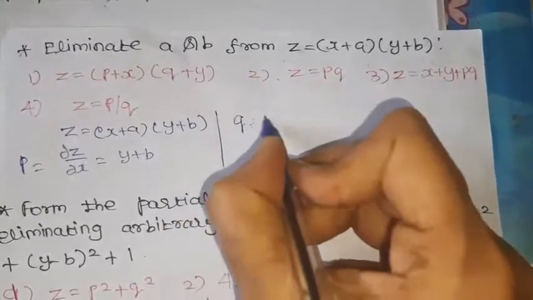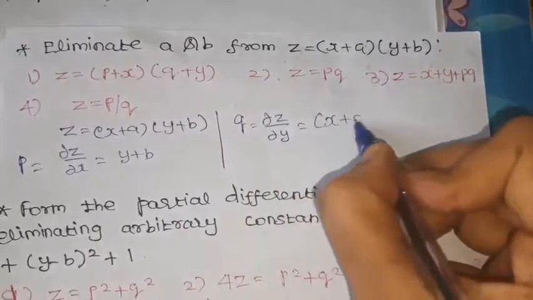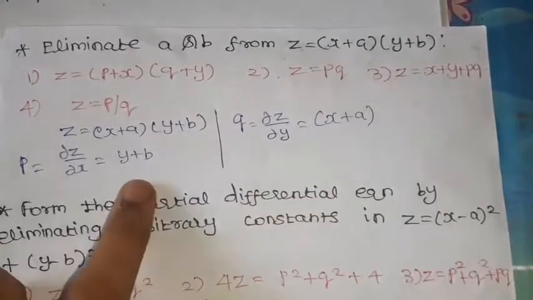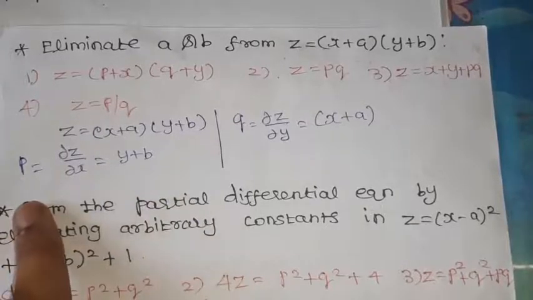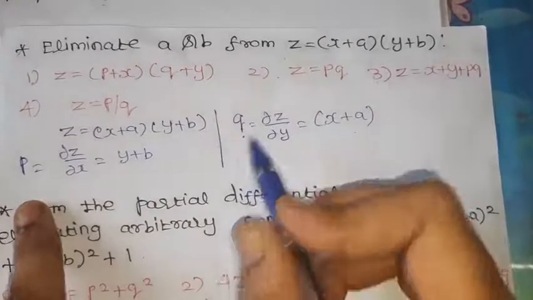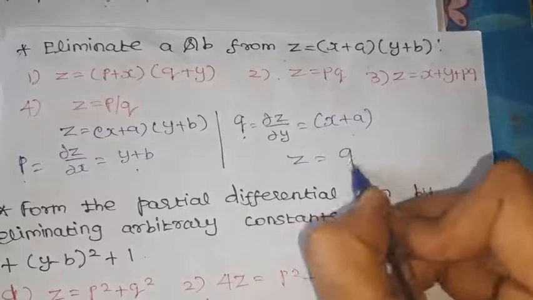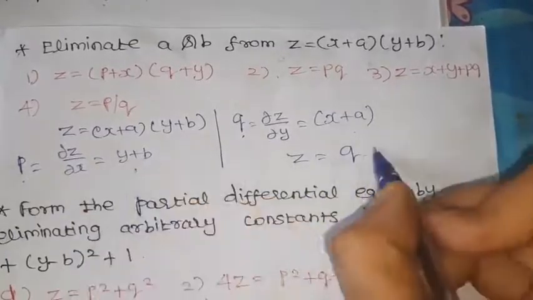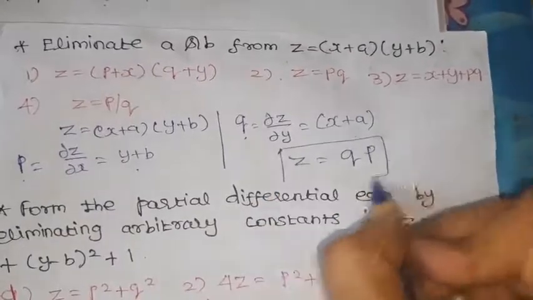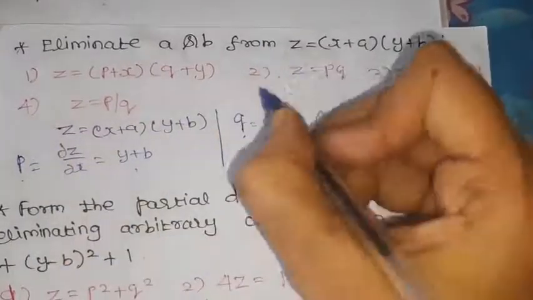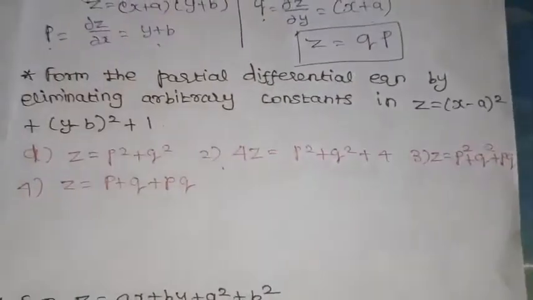Again q equal to dou z by dou y equal to nothing but x plus a. So what is x plus a? X plus a equal to q and y plus b equal to p. So substitute in this form, x plus a equal to q, y plus b equal to p. Z equal to qp, or z equal to pq. Option 2 is the right option for this problem. We'll move on to the next problem.